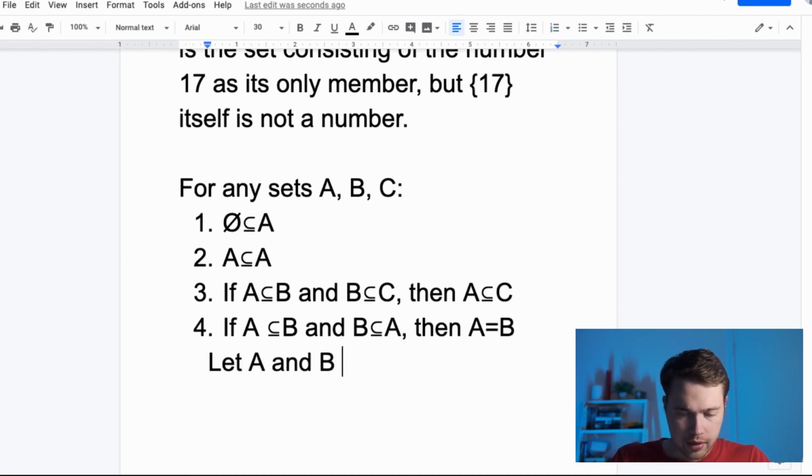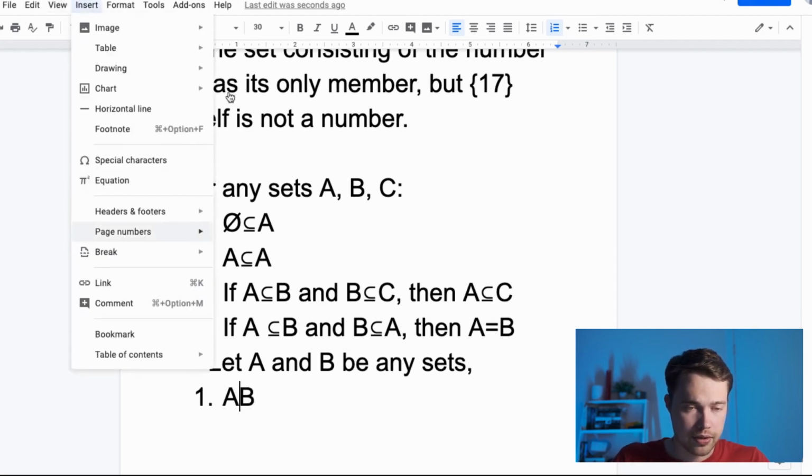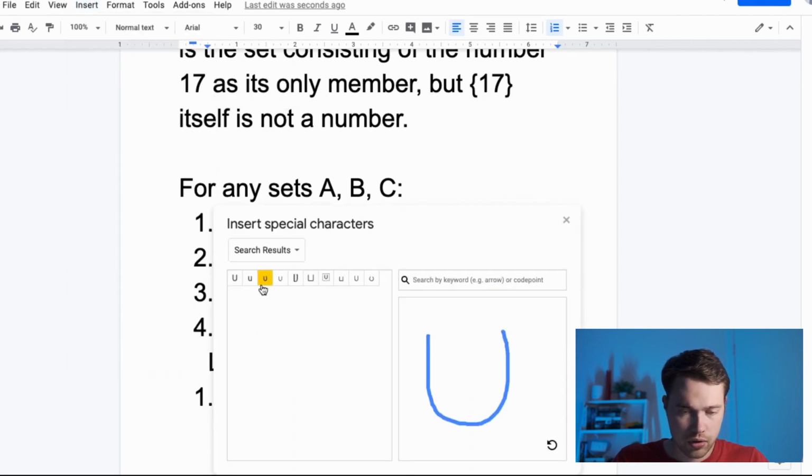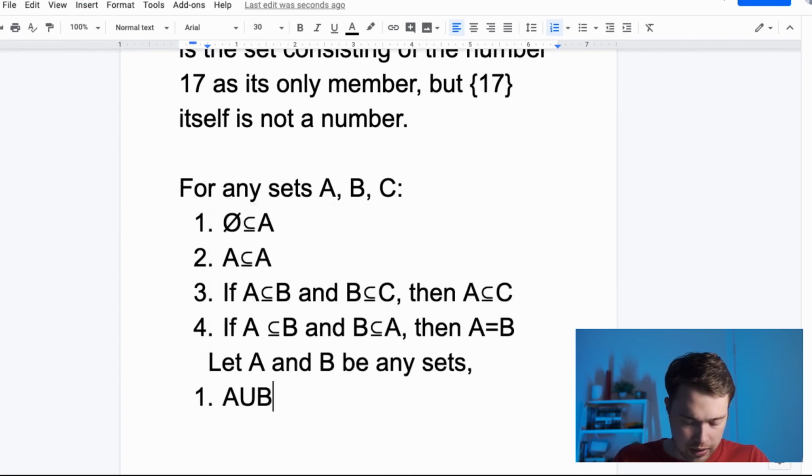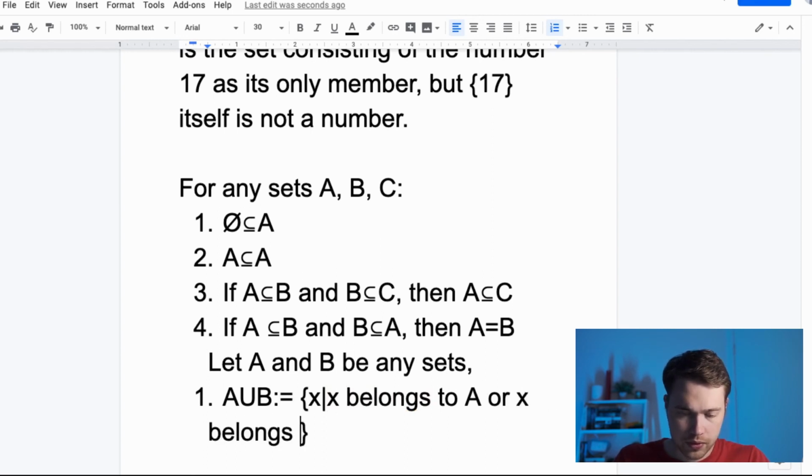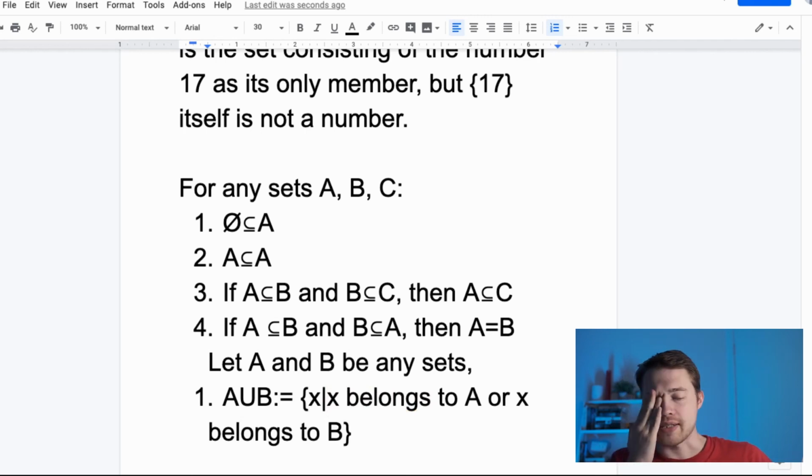Let A and B be any sets. Number one, the first thing we can conclude. If we're talking about union, not intersection, union, A union B is defined like what? How can we define that using set-builder notation? Here's how: it's all X such that X belongs to A or X belongs to B. In other words, A union B is a set of all X such that X belongs to A or X belongs to B.